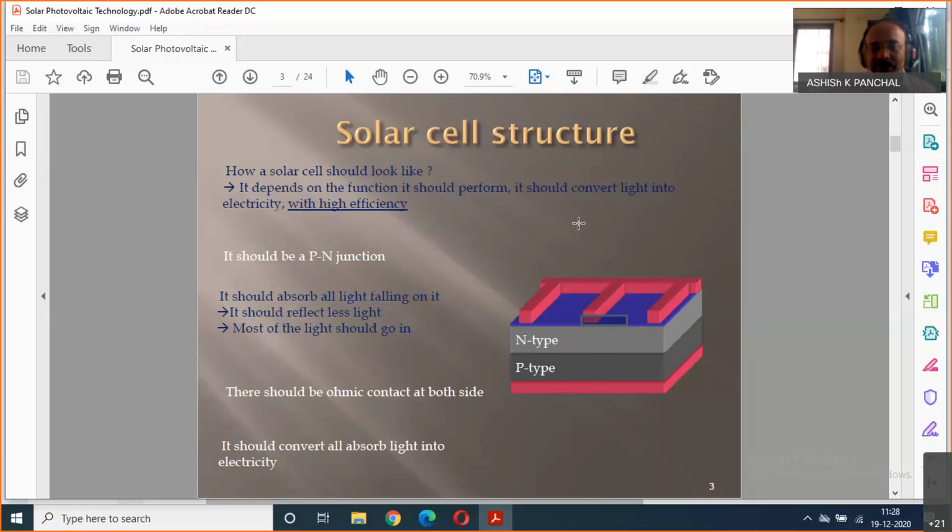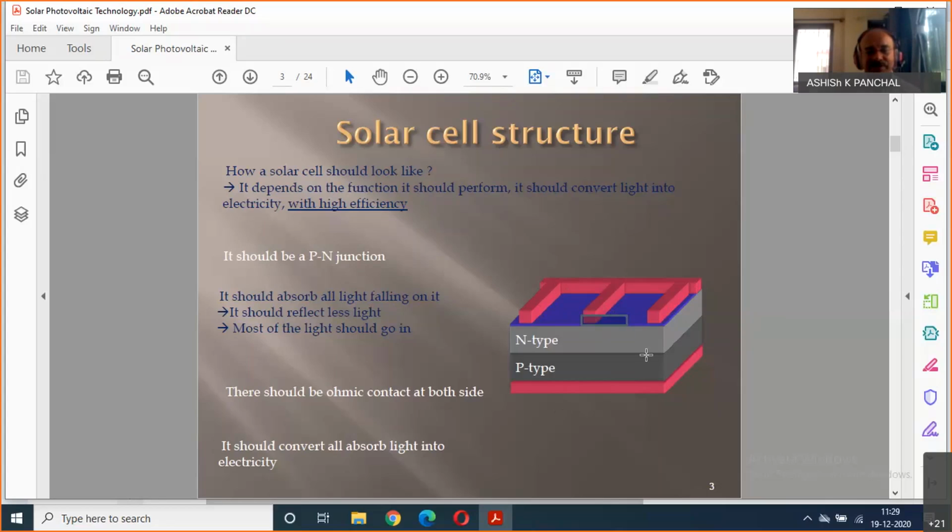Why is this required? Because if the front is fully covered with metal, that will reflect the light, and that is not our purpose. So you need to leave space between fingers. All the electrons will be collected by these fingers and then circulated towards this bus bar. Here it is titanium, palladium and silver contact, and the back is fully covered with aluminum, right? So this is the complete structure of a solar cell.